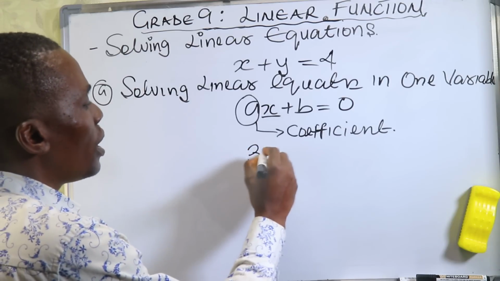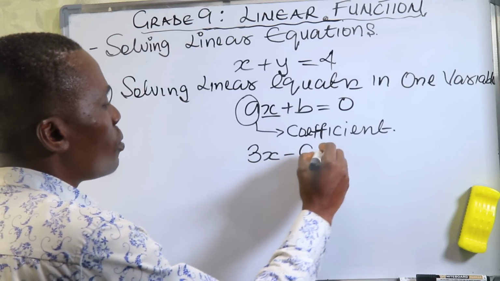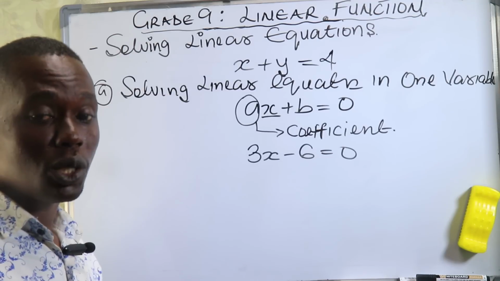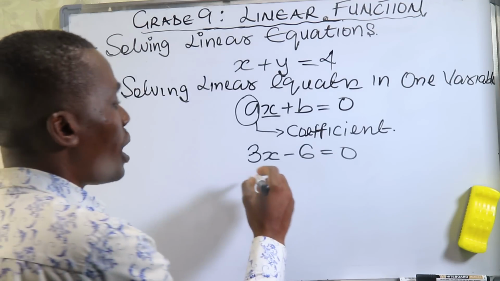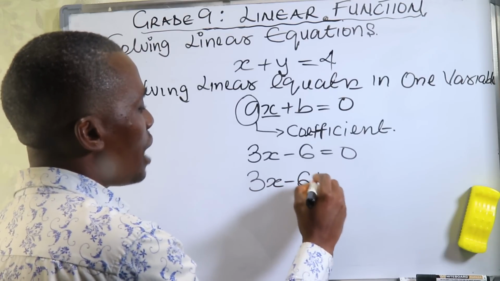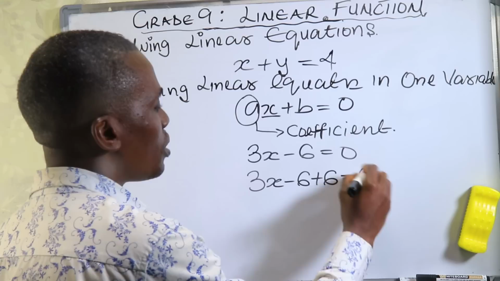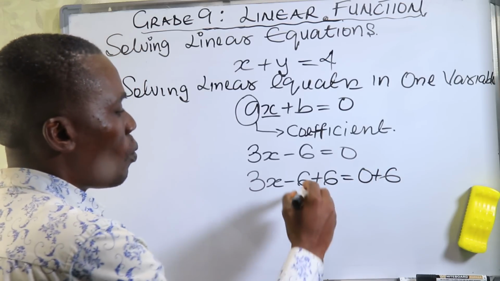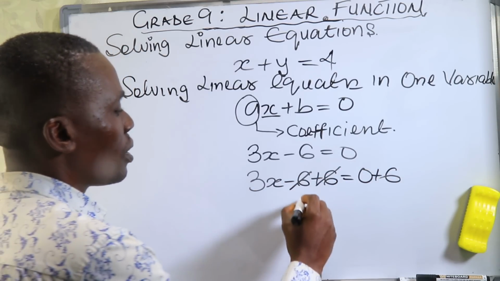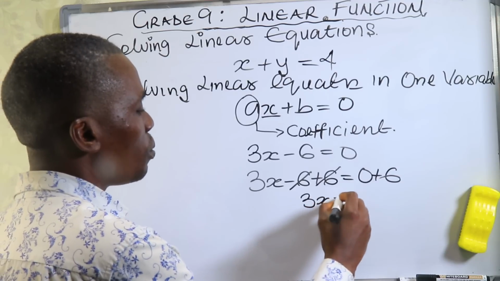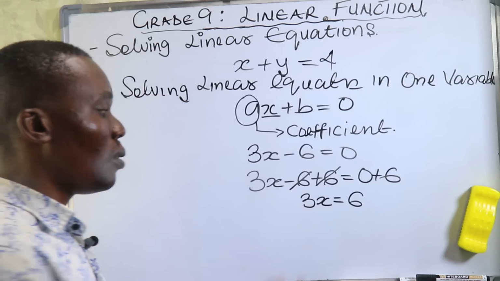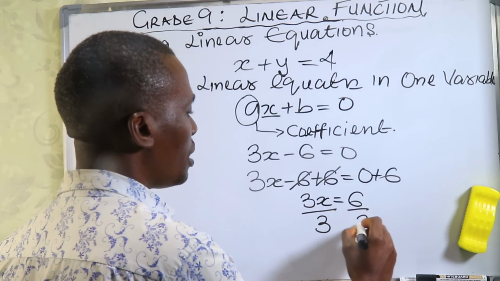If we are given 3x minus 6 equal to 0 and we are asked to find the value of x, it's straightforward. All we need to do is add 6 to both sides. So we have 3x minus 6 plus 6 equal to 0 plus 6. Negative 6 cancels positive 6, and we'll have 3x equal to 0 plus 6, which is 6. And to find the value of x, we'll simply divide by 3.